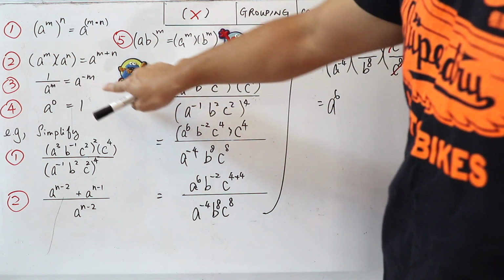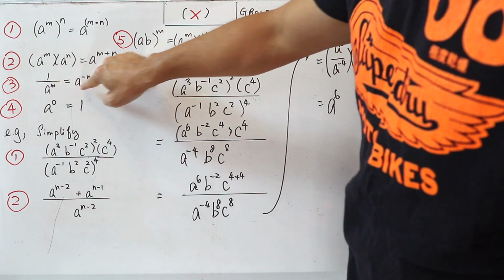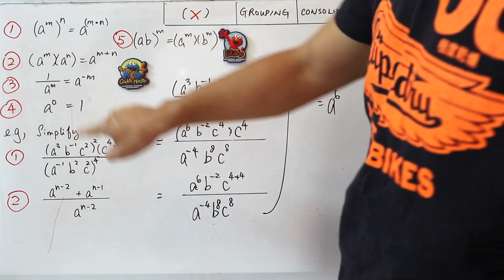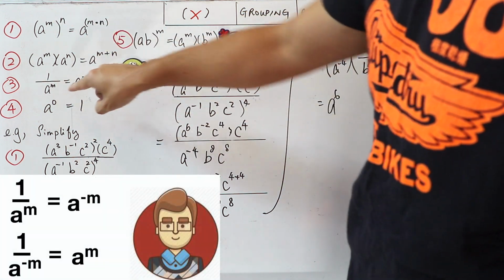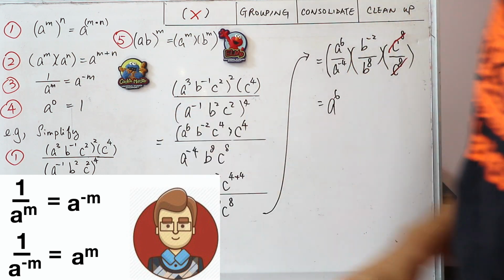So applying law number 3, if we want to bring something from the denominator to the numerator, all we have to do is to negate the index. So if it is m, it becomes minus m. In other words, if it is minus m, it becomes m. So you just have to negate it.